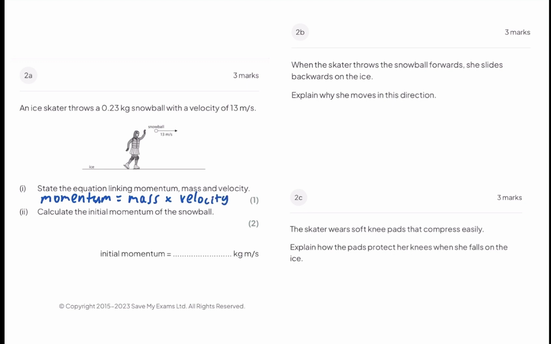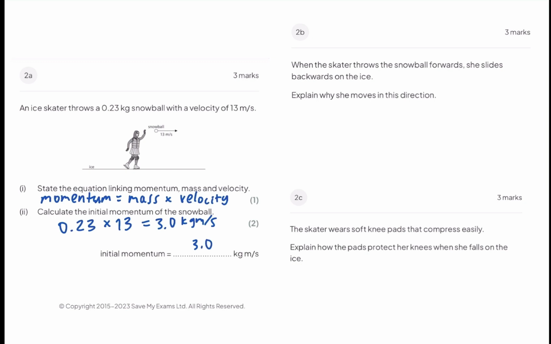Okay, now we need to calculate the momentum of the snowball. So we know that the snowball's mass is 0.23 kilograms, so we can just multiply that by its velocity of 13 meters per second, which gives us 3 kilogram meters per second. And that's its momentum. So the answer is 3.